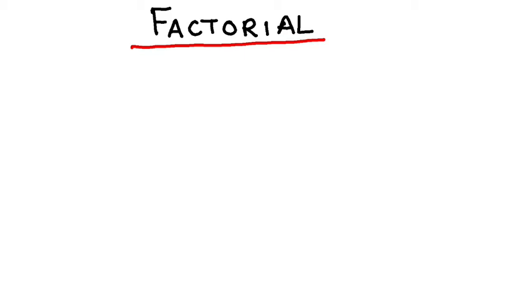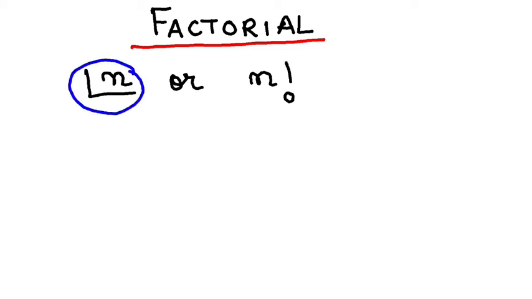Typically we write factorial symbolically like this, or like this. Obviously this one is the more popular symbol, but you can also use this one. This is also correct. Now what is the meaning of factorial? This is read as factorial n.